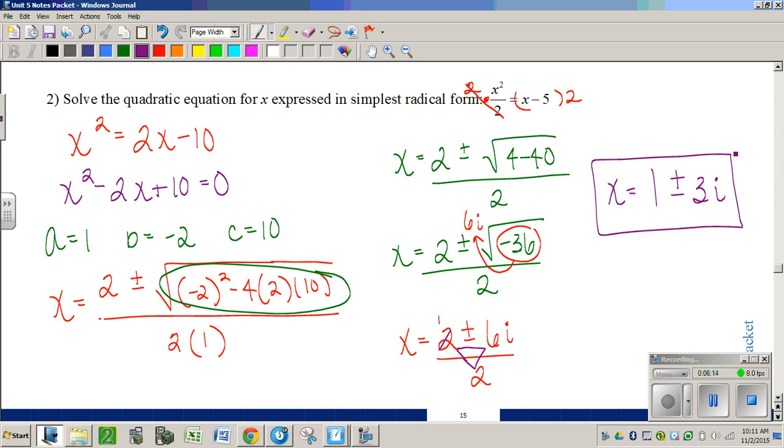When you have i in your answer, that tells you that your roots are imaginary. This will not intersect the x-axis. So anytime you have i in your answer for your roots, that parabola should not intersect the x-axis.